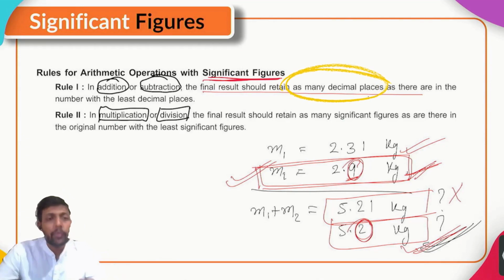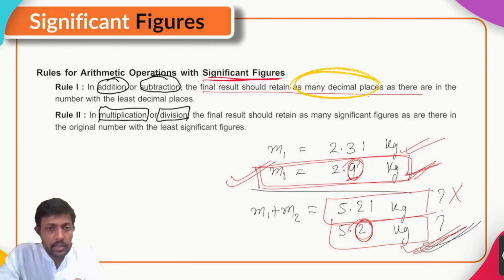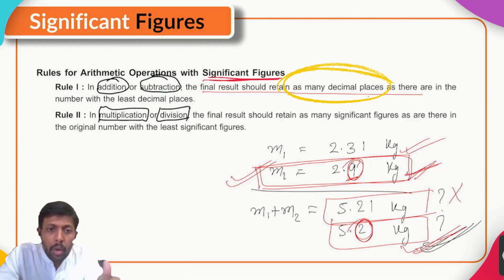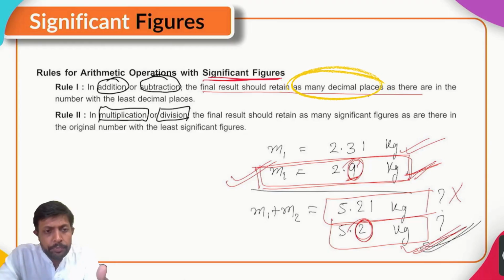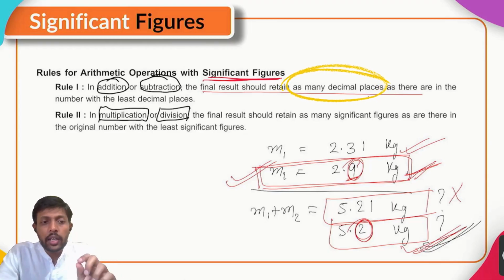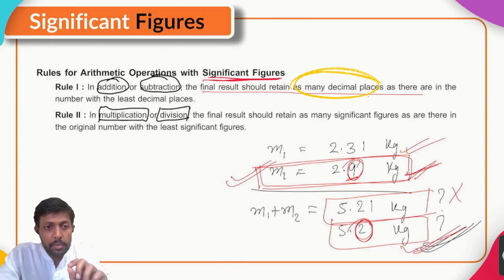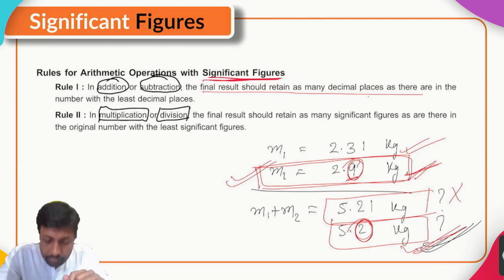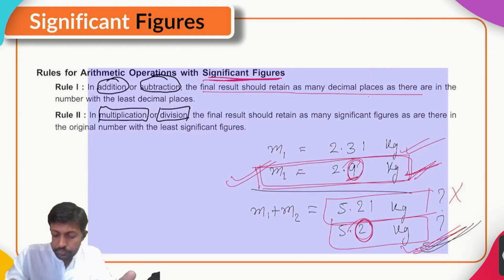This is the rule for addition as well as subtraction. So if you're subtracting M2 from M1 or vice versa, you would have to follow the same rule. In your final result, you retain the least number of decimal places. That's all. Okay. What if we are multiplying or dividing?